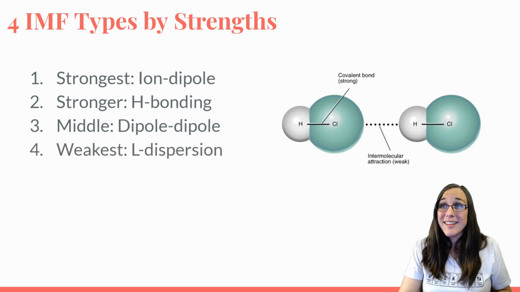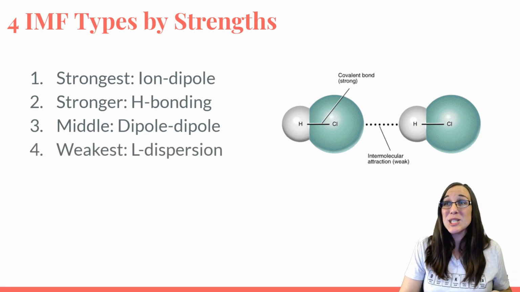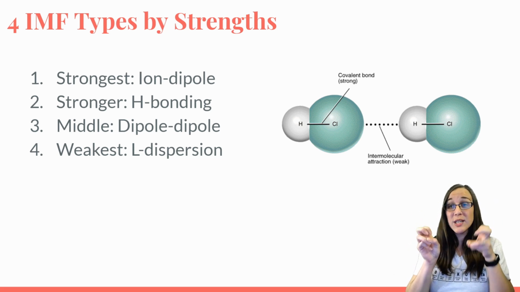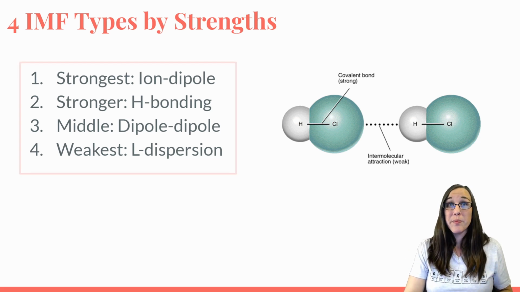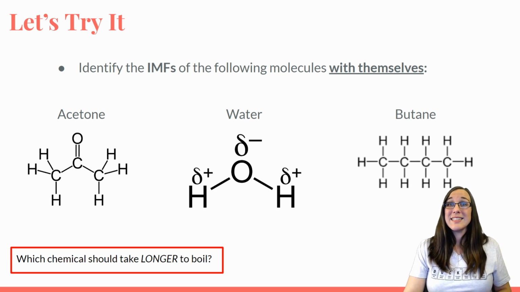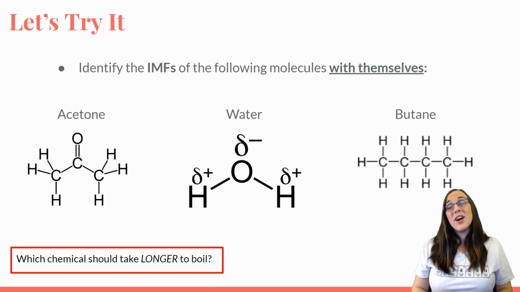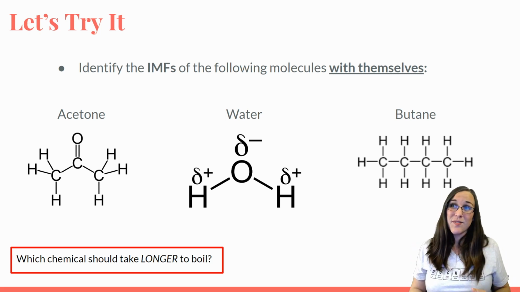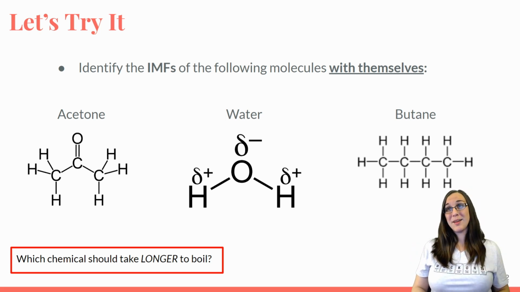And last but not least, we have our weakest, which is London dispersion forces, or van der Waals, or an induced dipole. Let's give it a try. If we were going to look at these different chemical structures, and we wanted to identify the IMF that would be present for each, let's try and see what's present and then classify it into one of our 4 types of IMFs.